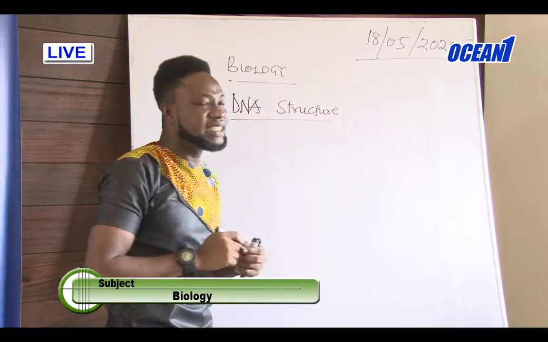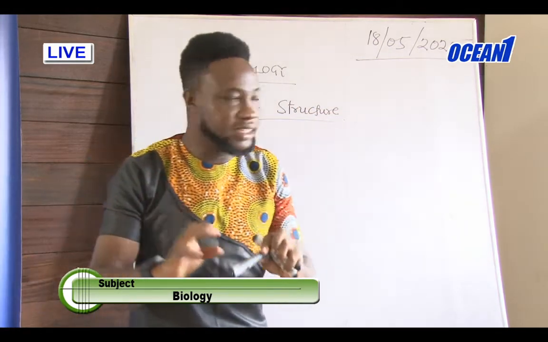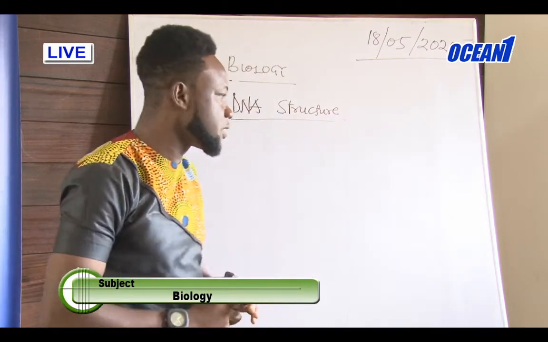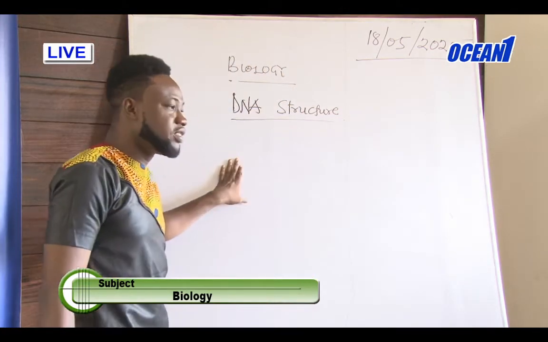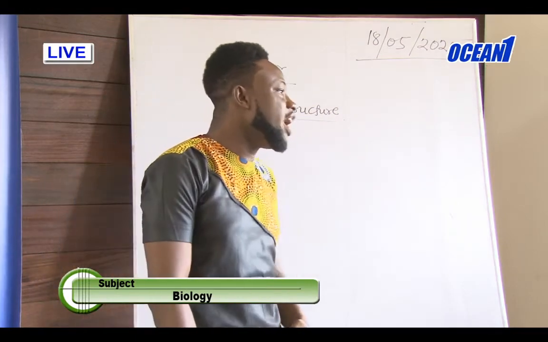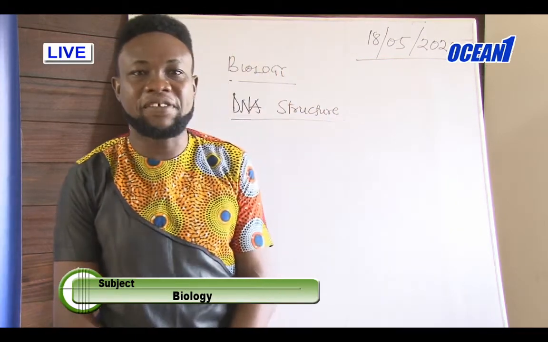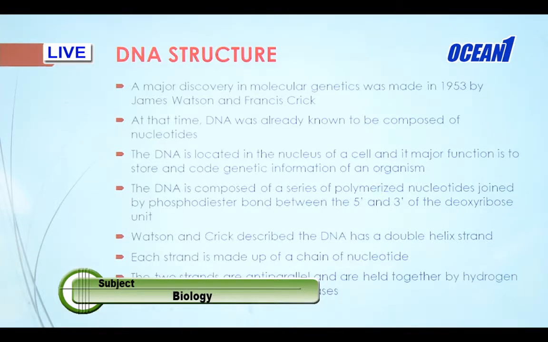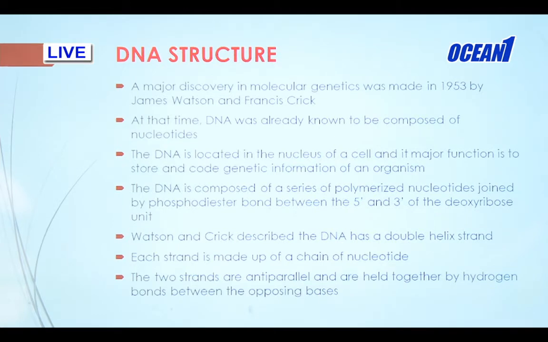So we want to look at the DNA structure. That is the next thing we want to look at. Now, when it comes to DNA, there are two scientists we would never forget: James Watson and Francis Crick. These two scientists worked in 1953 to discover the molecular structure that today we call the DNA.